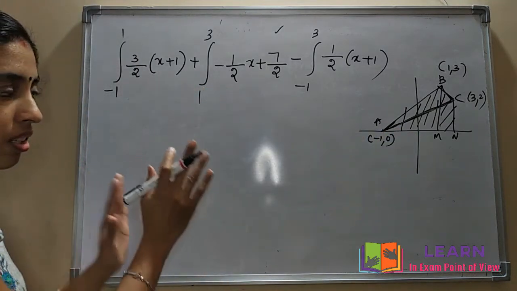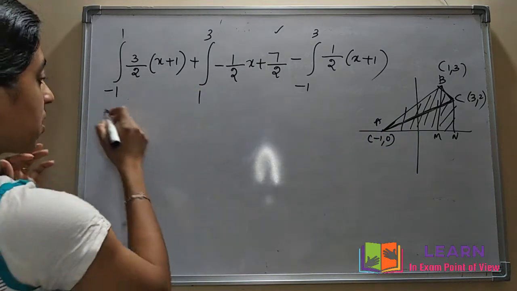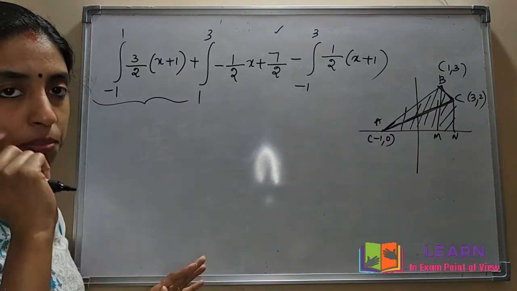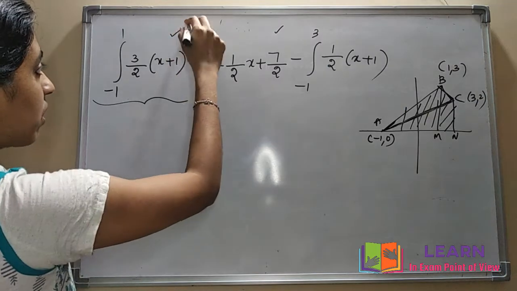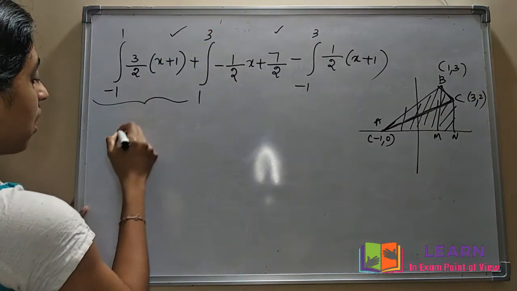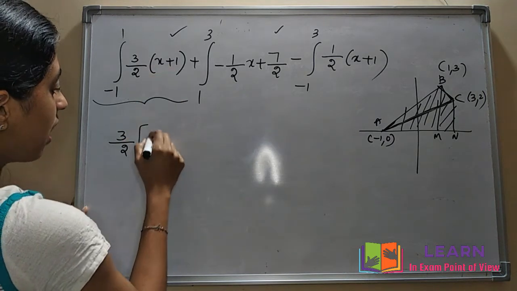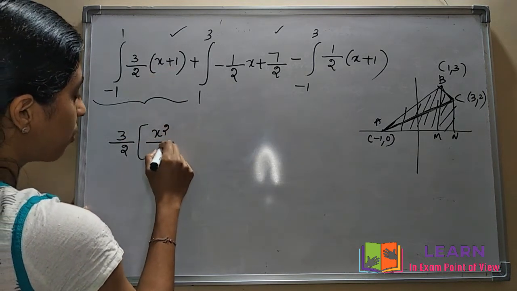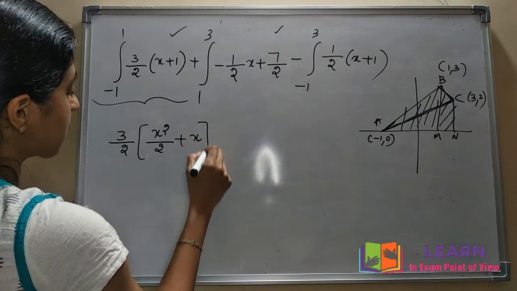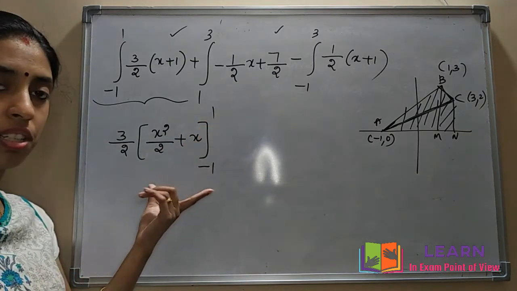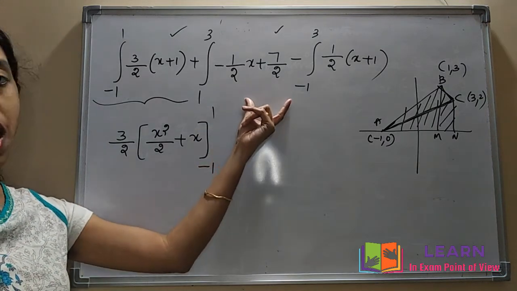Now just apply integration with the limits. One section at a time we can do, then the simplification process will be easy. Without mistakes we can do. That is 3 by 2 take outside, then integrate. Integrating x gives x square by 2 plus 1 is what? X. Within the limit minus 1 to 1. First complete this. Then start the next.